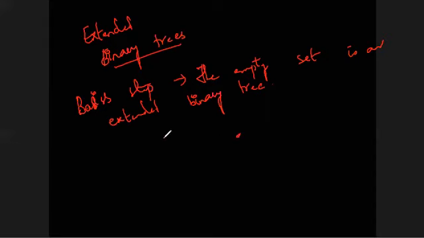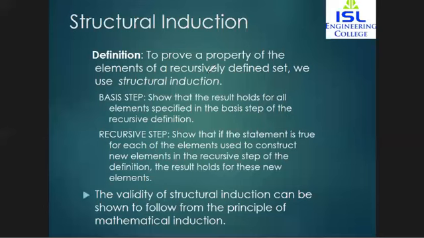So the basis step, or step 1, is this, a single root. Step 2 will be in this way, a full binary tree or a tree with only one child, and this will keep on continuing. So now over here, the next topic will be structural induction. To prove a property of the elements of a recursively defined set, we use structural induction.